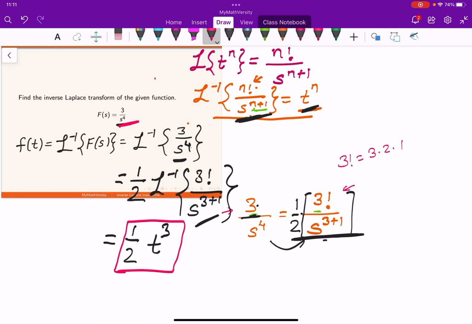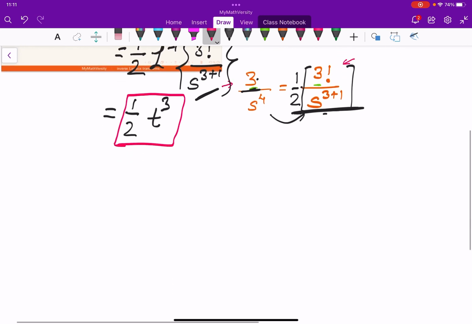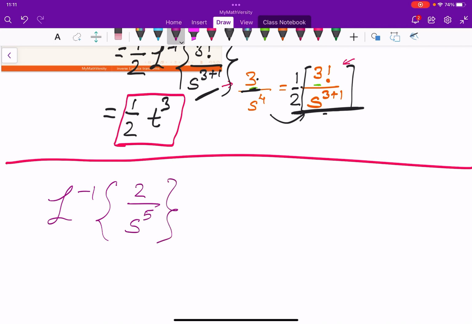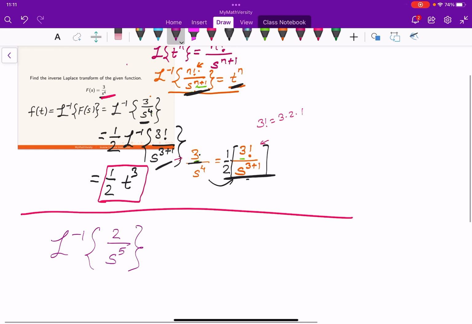Okay, let's try to see a couple of similar examples here. For example, let's say our goal is to figure out the inverse Laplace transform of 2 over s to the power 5. Okay, then how do we work? It seems like we definitely want to use this formula again, but if we want to use that, we want to have a similar kind of expression, which we do not have here.